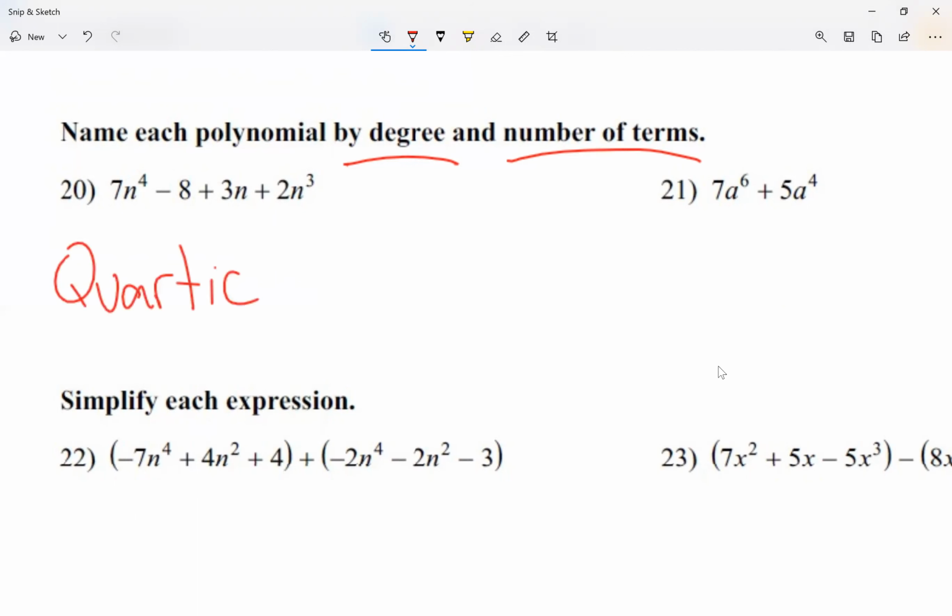Okay, so I'll go by the highest degree, this is 4th. Now, number of terms. Remember, I'm going to count it. 1, 2, 3, 4. There's 4 terms. So based on the number of terms, I'm going to call this quadnomial.